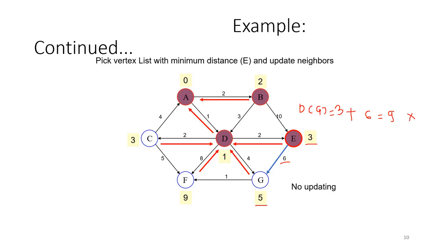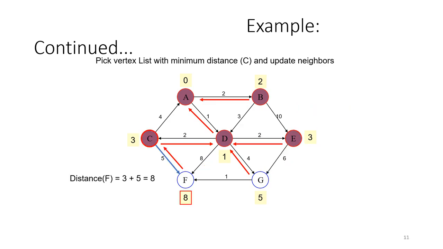If it would have been better, then we could change this path. If it gives me something less than 5, then I will change this distance to whatever I get after adding E. But in this case, I am not getting any better path, so I am just ignoring this. And again, there is no updating in this scenario.